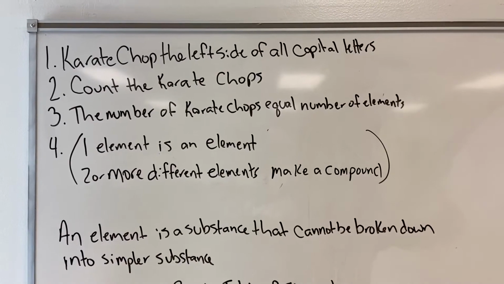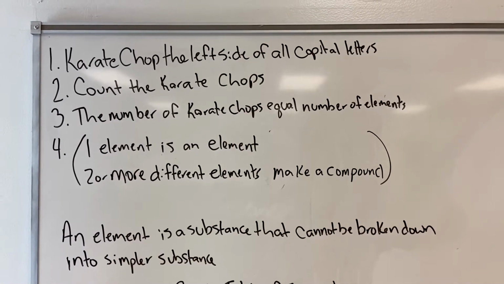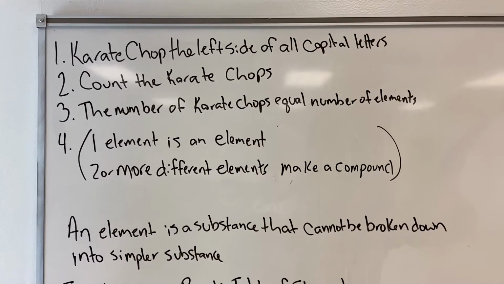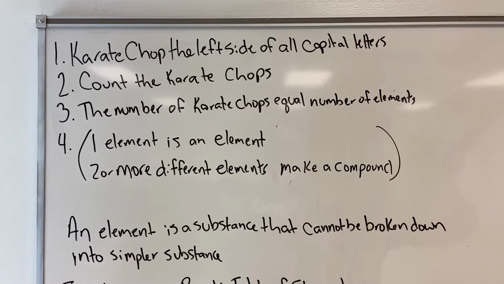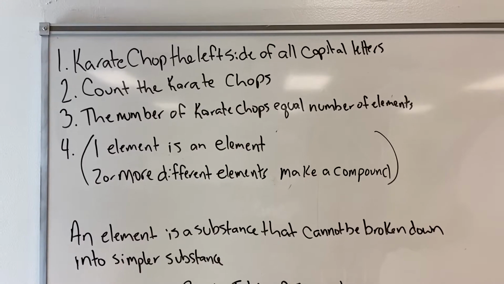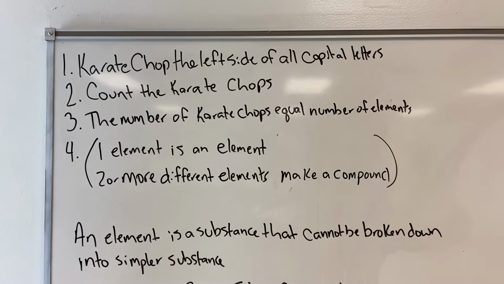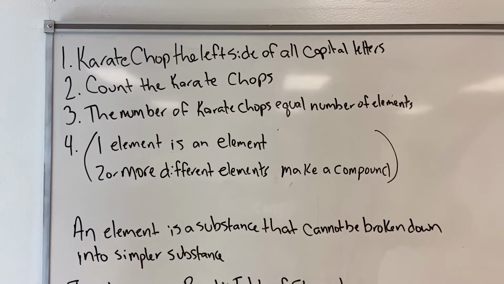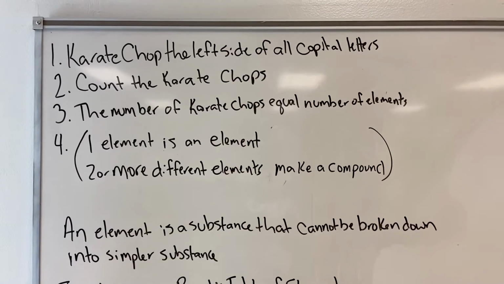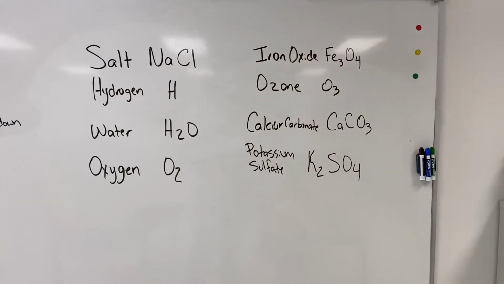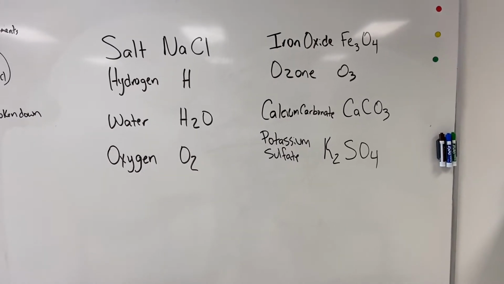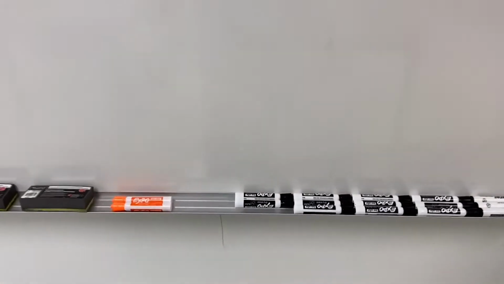The next step is we're going to count the karate chops after that. The number of karate chops equals the number of elements. If there's one karate chop, that means one element, which is an element. If we have more than one, so two or more different elements, that makes a compound. Okay. Just a second, now we're going to start working our problems. So this one might be a little bit tricky because I'm going to be writing and holding the camera at the same time. So please bear with me. Let's go ahead and grab a marker.